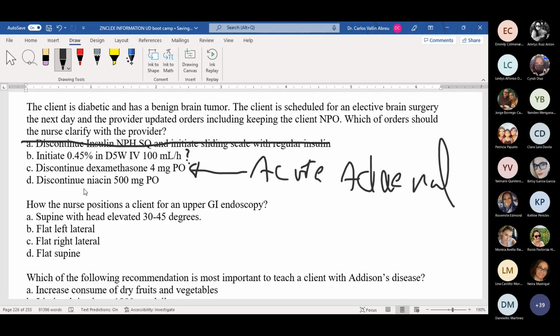Obviously, I don't know what niacin is for. Does anybody know what niacin is? What is niacin? B3. Yes, B3. It's a vitamin, vitamin B3. For what is niacin used? For treating what? Apart from vitamin deficiencies, which is very rare.